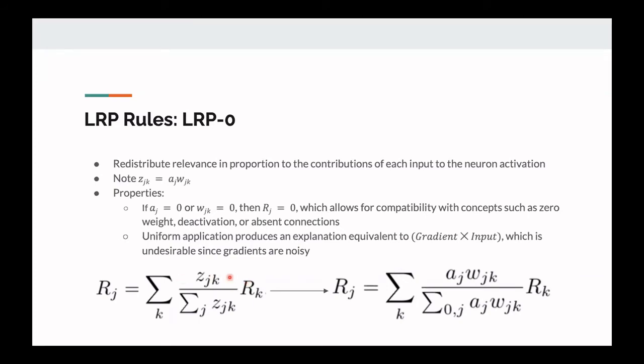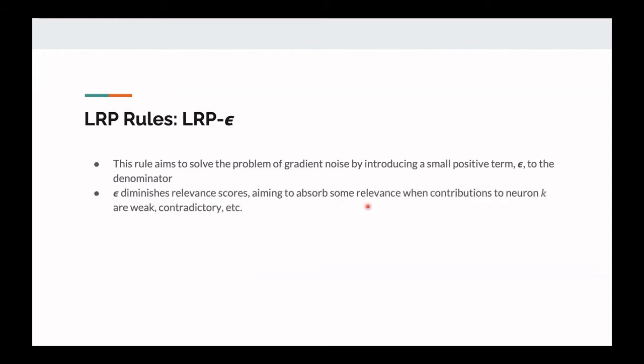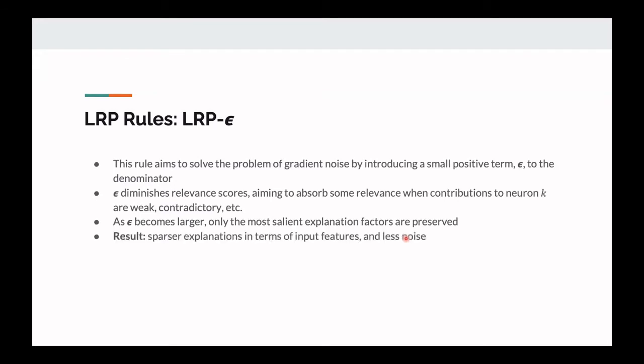So now we can move on to the epsilon rule. Like we just mentioned, the basic rule itself happens to be pretty noisy when you apply it. So this rule aims to solve that problem by introducing a small positive term epsilon to the denominator. We're going to diminish the relevance scores here overall. And hopefully we're going to absorb some relevance when contributions are weak or contradictory, things like that. So as epsilon becomes larger, because it's in the denominator, only the most salient explanation factors will be preserved. So the overall result is sparser explanations in terms of the input features and less noise.